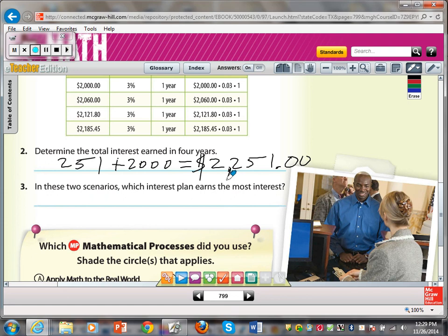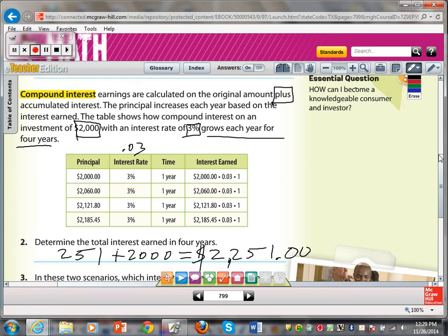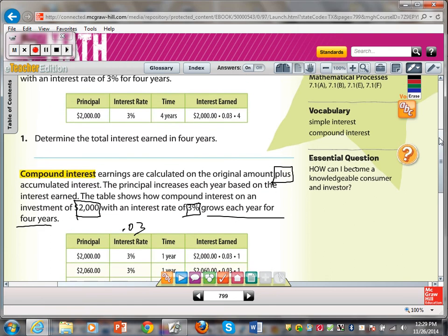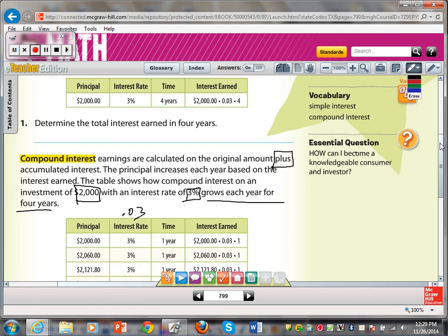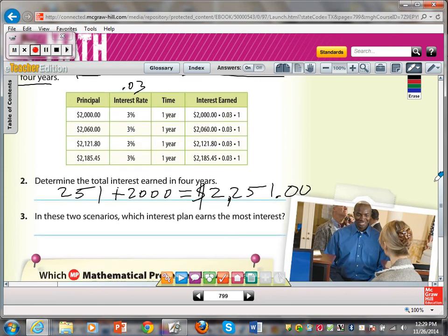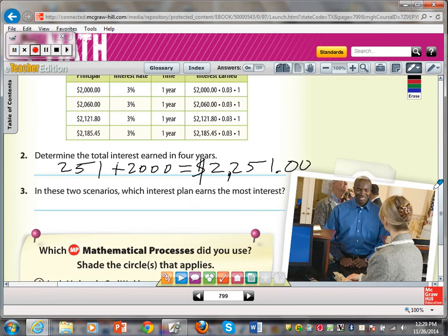$2,251. In these two scenarios, which interest plan earns the most interest? Well, we knew that up here you only earned $240 there. This one earned you $251. So in this case, you would want to go with the compound interest.